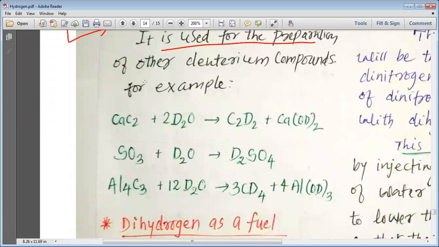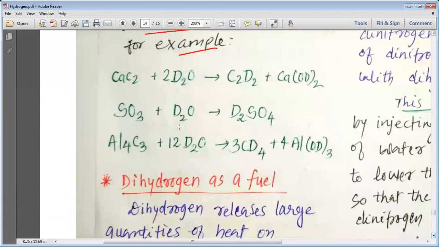It is used for the preparation of the deuterium compounds. So please remember, my dear students, that this is your calcium carbide. The compound is known as calcium carbide, CaC2.